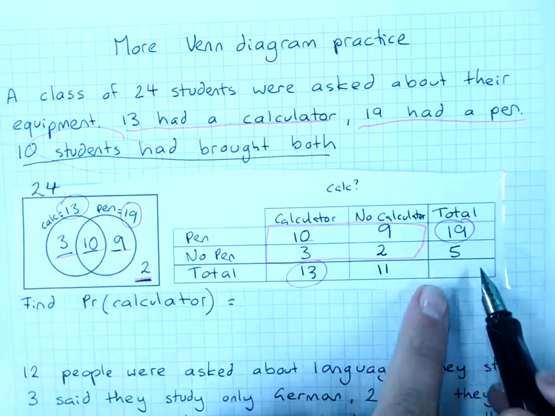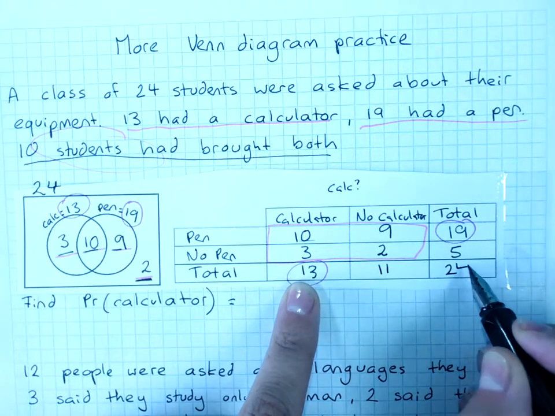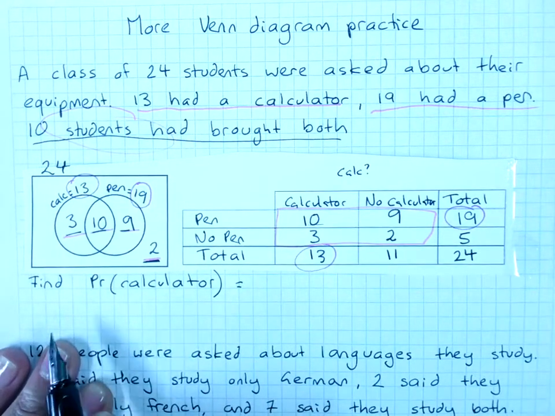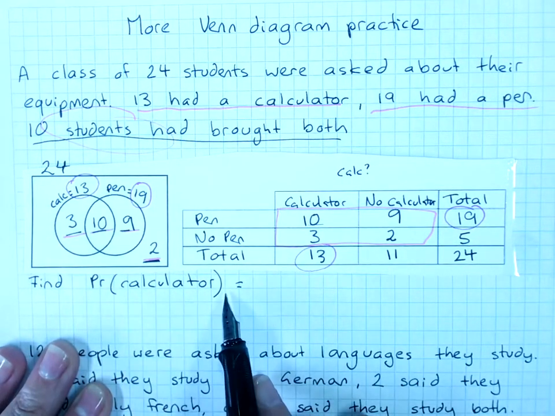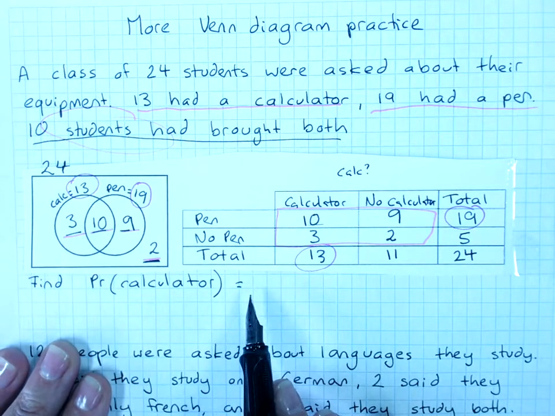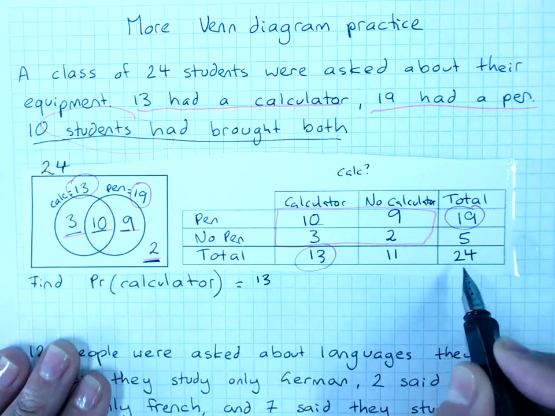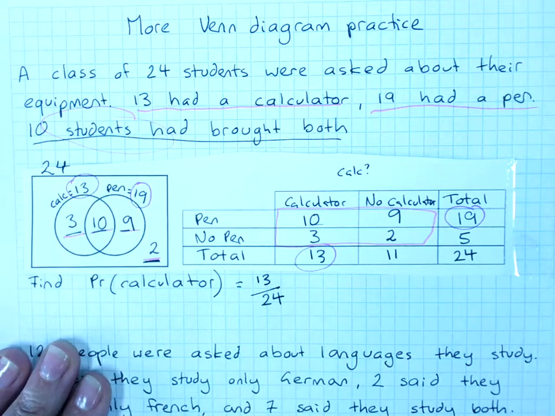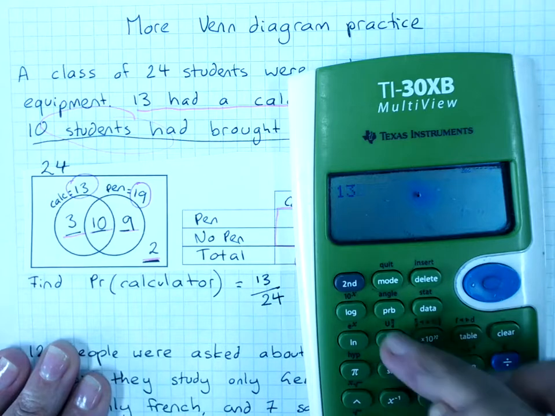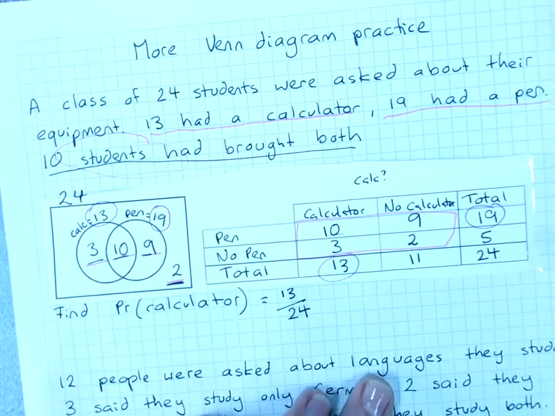And either of these should add up to the total number of people in the group. 13 plus 11 is 24. Quick check, 19 plus 5 is 24. So when they say find the probability of having a calculator, you want how many people have a calculator out of the total. Total number of people who have a calculator is 13 out of 24. Check with your calculator if you can simplify it. 13 over 24. No, you can't, so that's your answer.